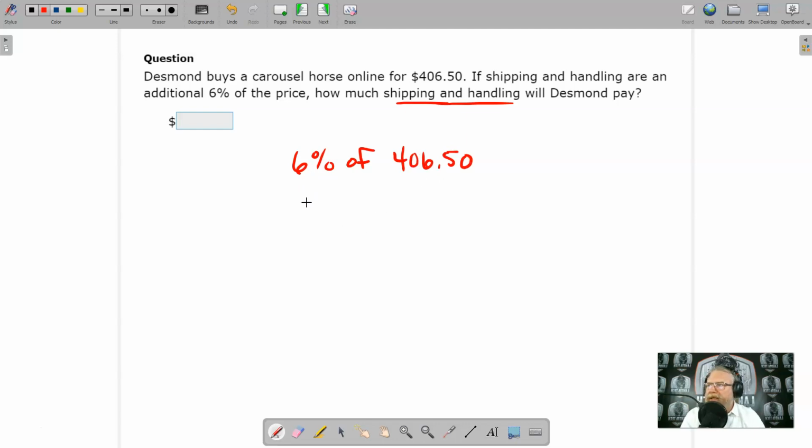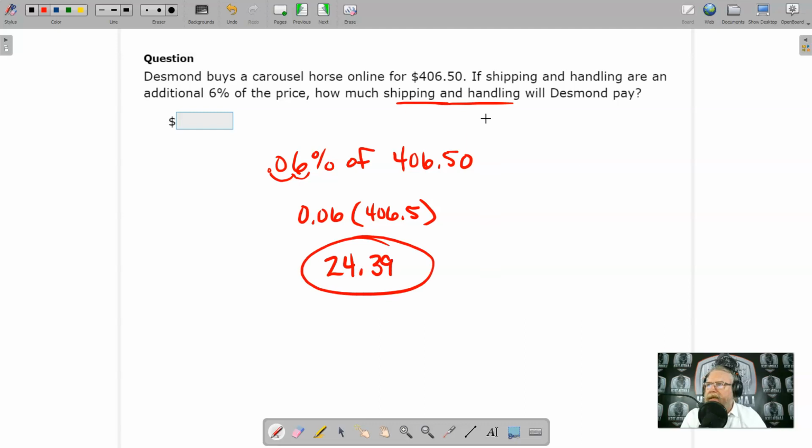So we're going to change this 6% to a decimal, 0.06. Remember, move the decimal over 2 places, so you're going to need that placeholding 0 there. And of means to multiply. We're going to multiply by 406 and 0.5. I can drop that 0 off the end whenever I type it into the calculator. So 0.06, multiply that times 406.5, and we'll see that that would result in an answer of $24.39. This is the shipping and handling.